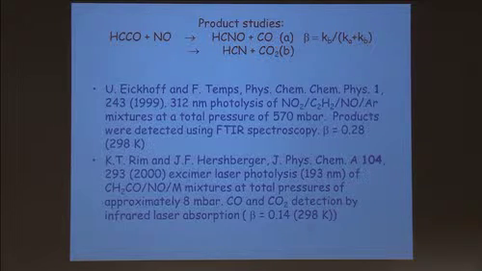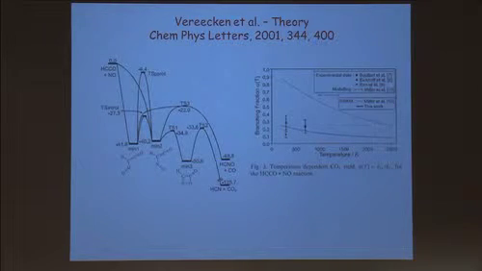These are other measurements. These are measurements from Göttingen using photolysis together with FTIR spectroscopy, obtaining beta equal to 0.28, the yield of CO2 equal to 0.28. And then this is excimer laser photolysis, with CO and CO2 detected by infrared laser absorption, and getting a somewhat lower value of beta equal to 0.14.